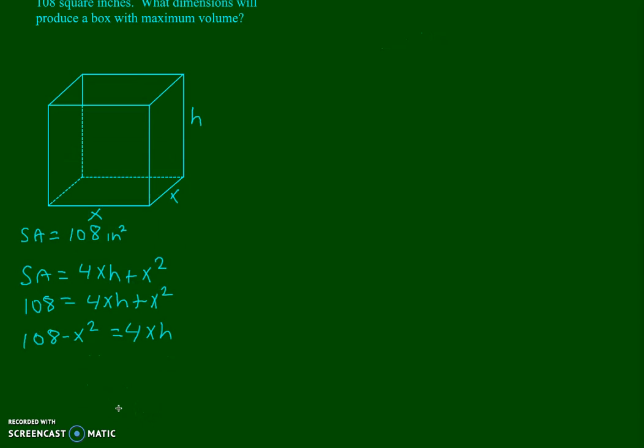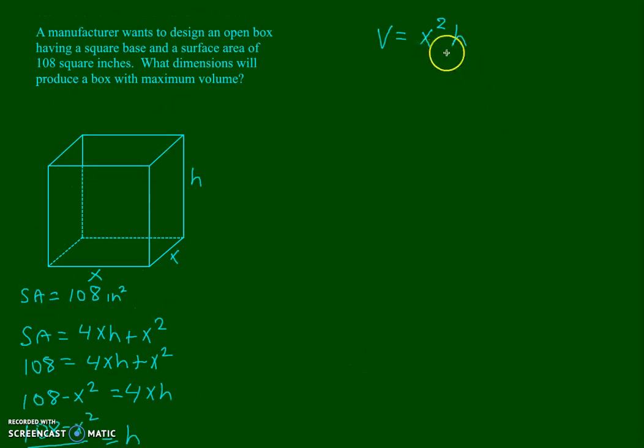So we need a little bit more space. So what we have is 108 minus x squared over 4x equals h. So now let's take this expression for h and substitute it back up here. So we're going to have volume equals x squared times this expression, 108 minus x squared over 4x.